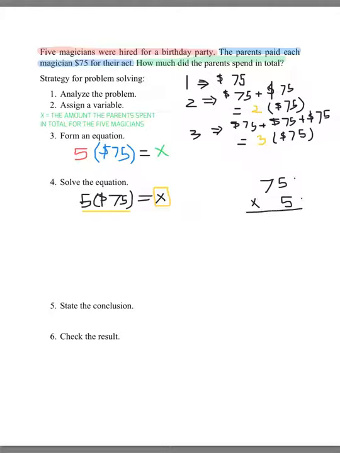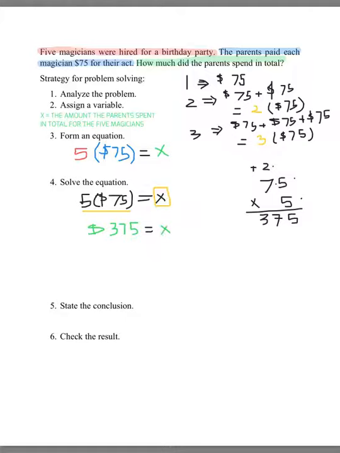5 times 5 gives us 25, so we'll bring down the 5 and we'll add 2. So now we'll have 5 times 7, which is 35. But when you add the 2 from above, you get 37. So we end up with 375. Therefore, 5 times 75 simplifies out to $375. And that's going to be equal to our variable x.